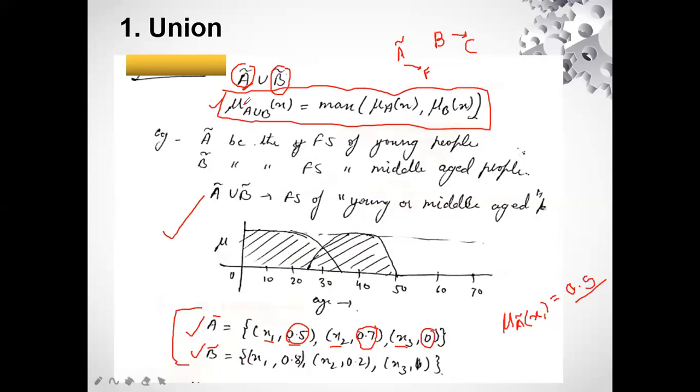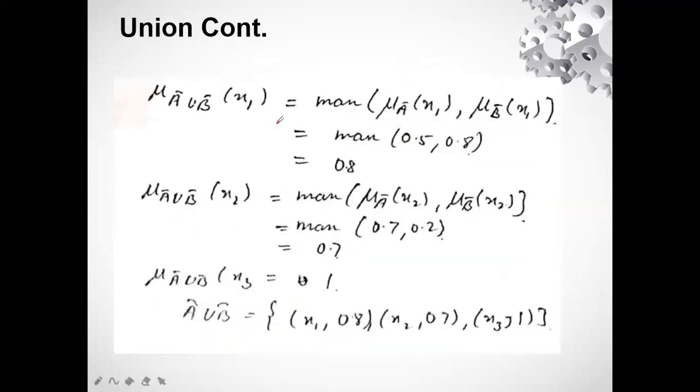Now what is the formula when we are going to find out the A union B? A bar union B bar, we have to find out for all X. X means all the elements. There are three elements, x1, x2 and x3. I'm going to find out for x1, then for x2, then for x3. So here, I have to find out mu a bar union b bar for the x1 element.